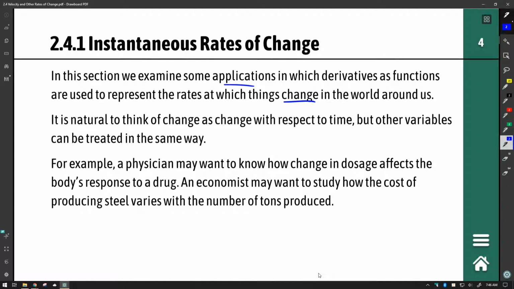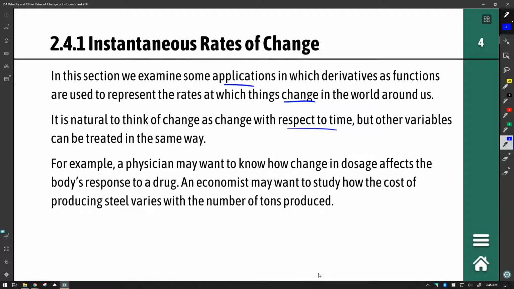Calculus is often known colloquially as the study of change. So it makes sense here that we see some applications where the derivative that we have just defined is going to help us see change a little bit better. Generally, we think of change as change with respect to time, but it doesn't necessarily always have to be time.